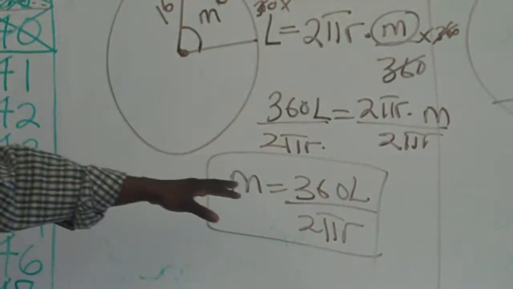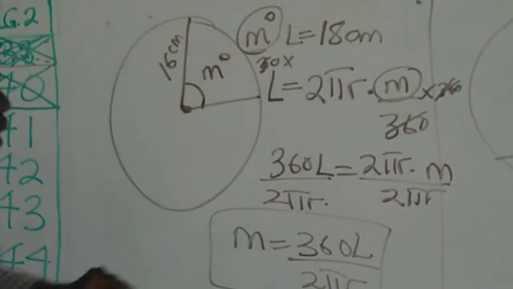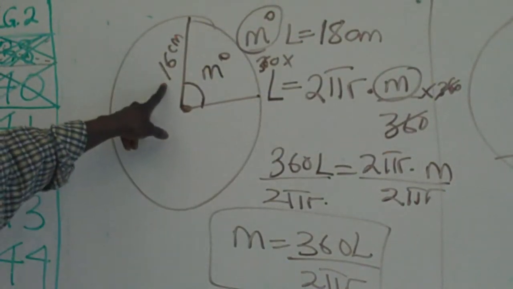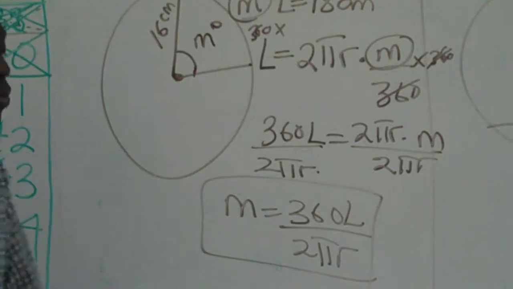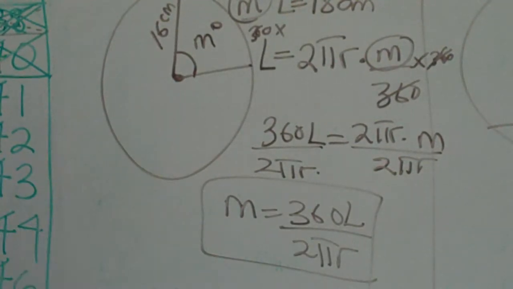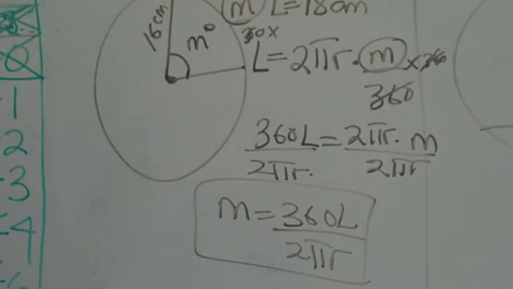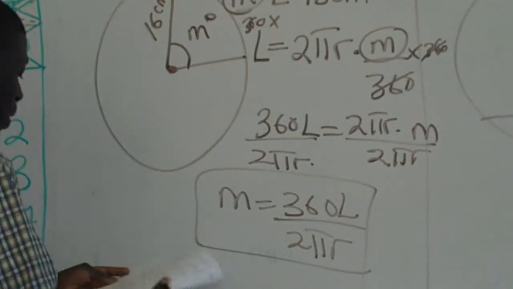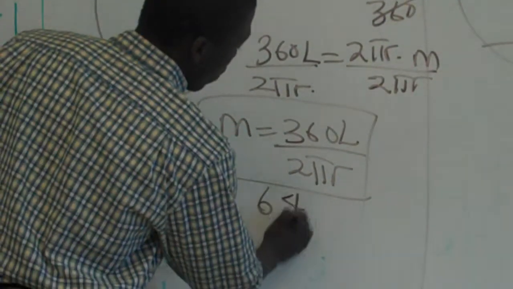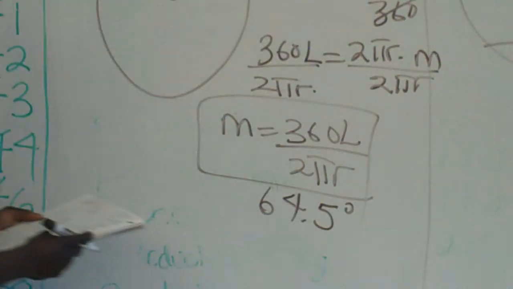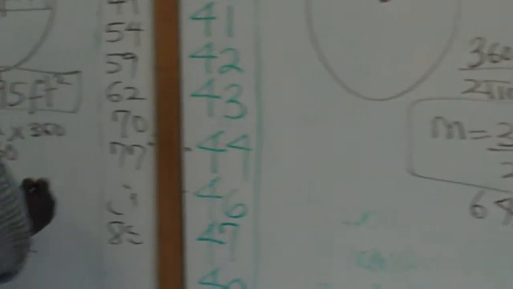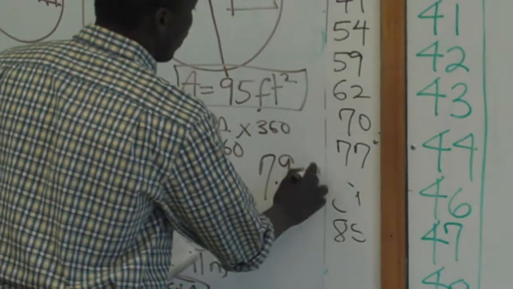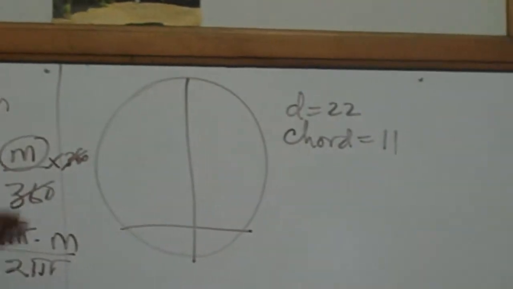Go ahead and plug in what you have. You have L, which is 18 cm. You have r, which is 16 cm, and pi is 3.14. And you can solve for m. That tells you the degrees. And when you do this problem, for m you should get 64.5 degrees. For the second one, when you solve, you should get 7.96 feet for the radius. Let's do one more problem and we'll stop there.